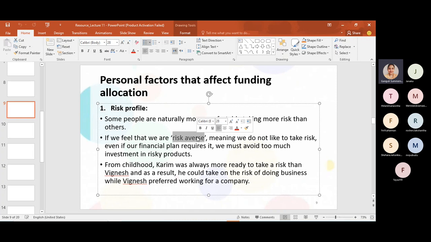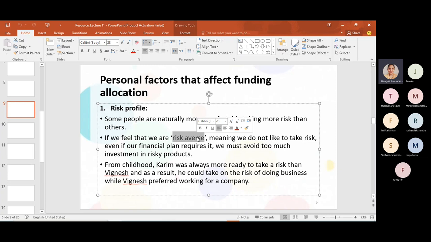But if you are the opposite of that, if you are risk averse, if you do not like to take risks, then you should not invest too much money in risky projects. You can invest, but not too much. It's better to invest only a small amount or a considerable amount. That's it. Not too much.